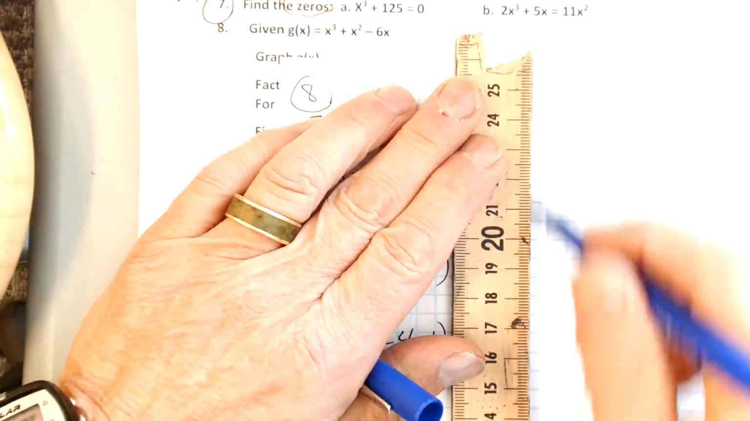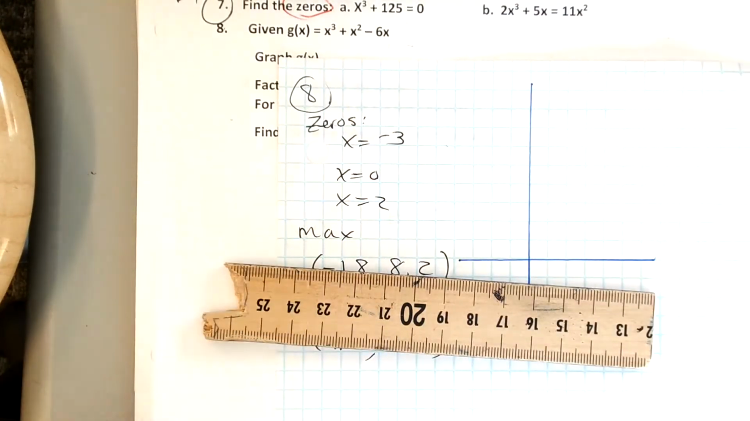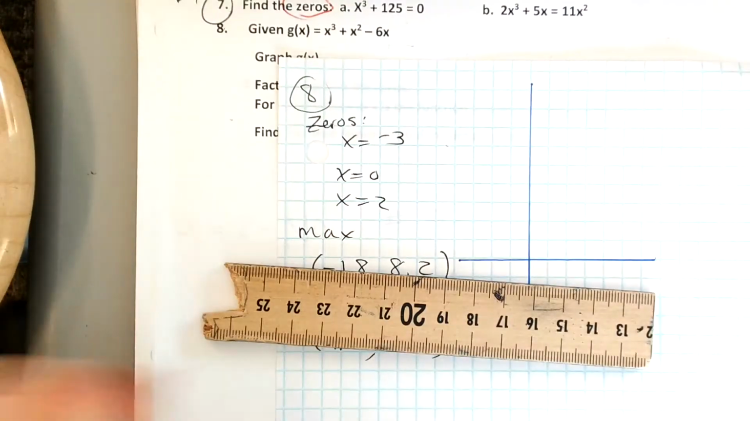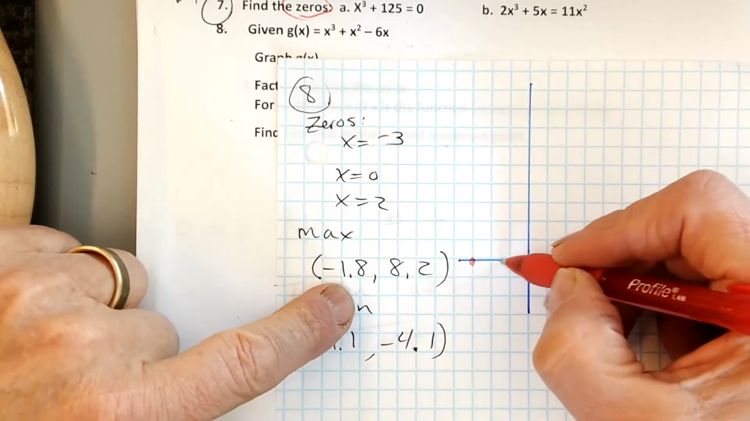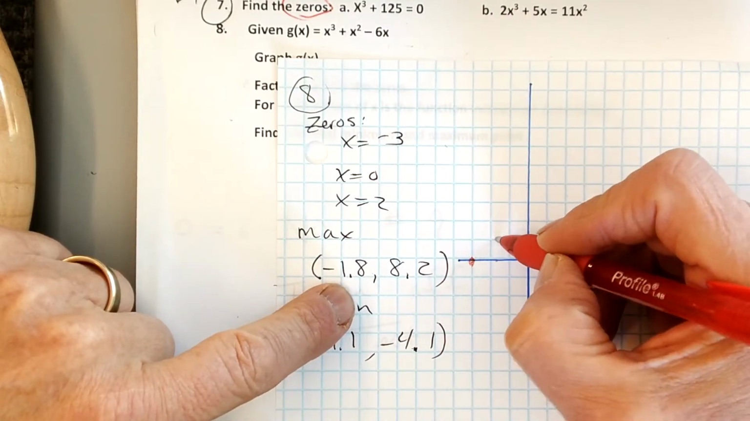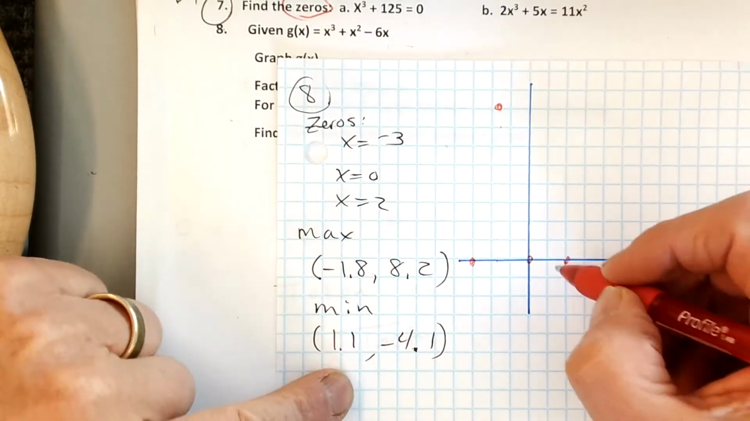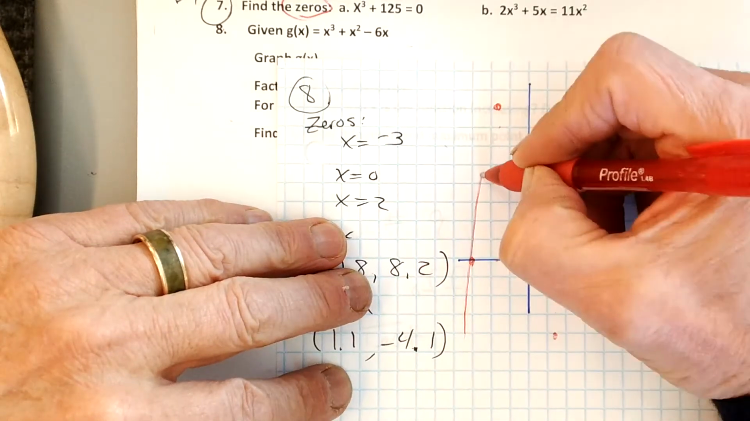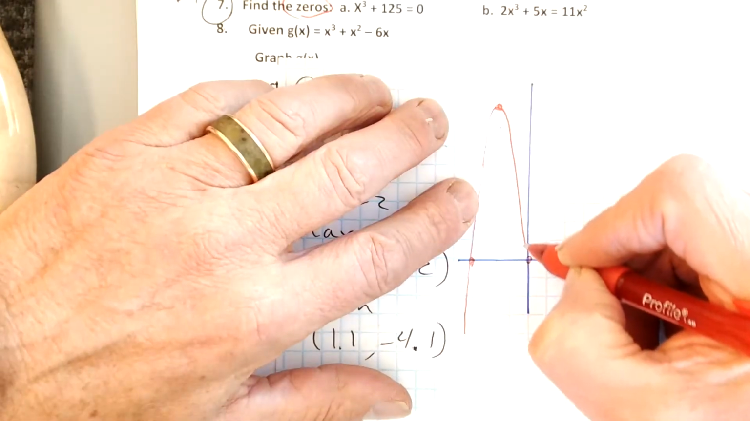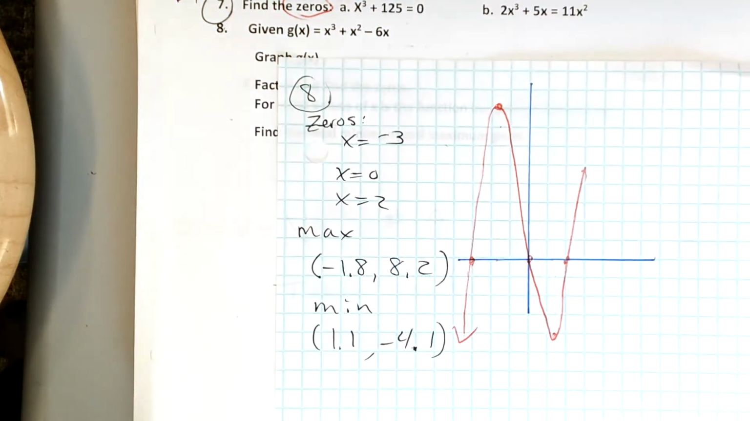Get my x, y axis out. So my zeros are at negative 3, 0, 2. Negative 1.8 and 8.2 about, and then 1.1 and about negative 4.1. So my graph looks something like this. Let's see how well I can do it. Got it.